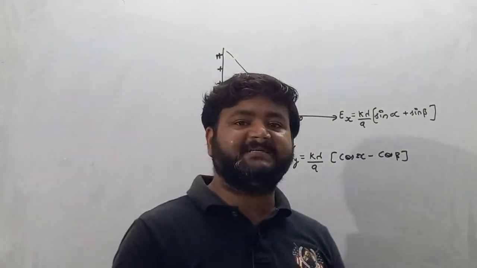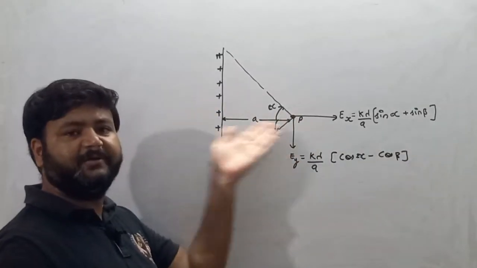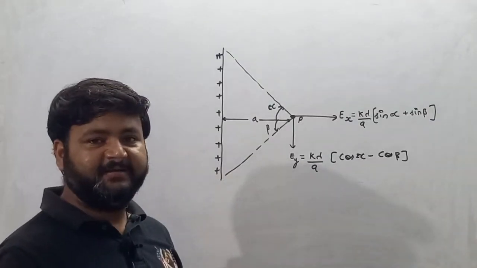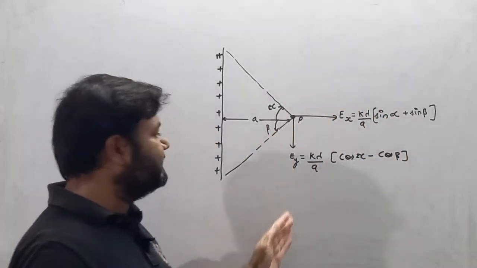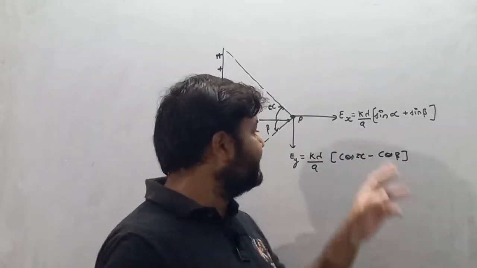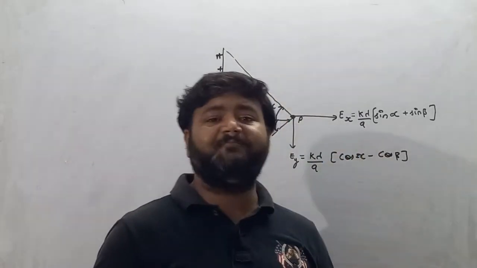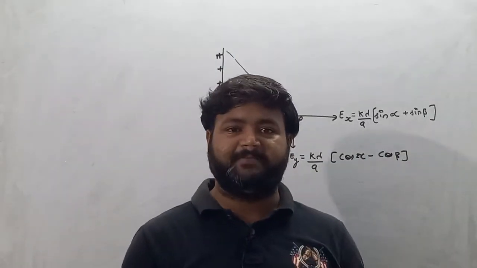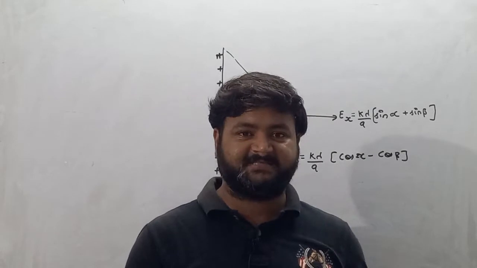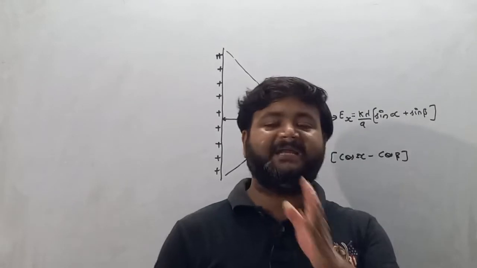In the last class, we discussed that the electric field at any point P, which is perpendicular to the wire at a distance a, has two components. One is along the x-axis and the other is along the y-axis. For the x-axis, we made a small mistake in the limit. The formula for putting the limit is upper limit minus lower limit, but instead I put a plus sign. So correct it: it is the upper limit, sine alpha, minus sine minus beta.